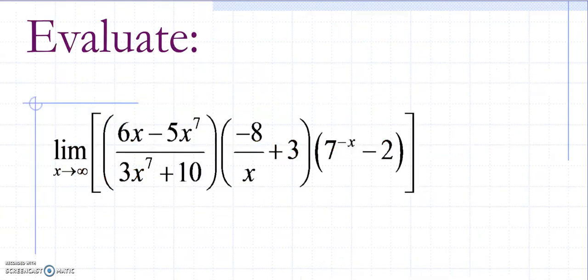Okay, first problem. We are going to try to evaluate the limit as x goes to infinity of the quantity 6x minus 5x to the 7th over 3x to the 7th plus the quantity negative 8 over x plus 3 times the quantity 7 to the negative x minus 2. I want you to try this on your own. You should be able to do this. We've done this before. It may have been a while, but you have done this before. So I want you to think about it, pause the video, evaluate the limit, unpause when you are ready to check.